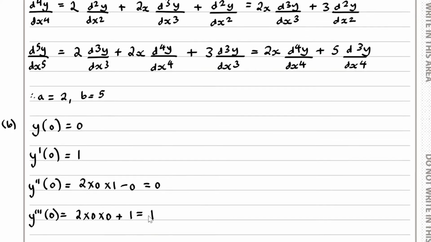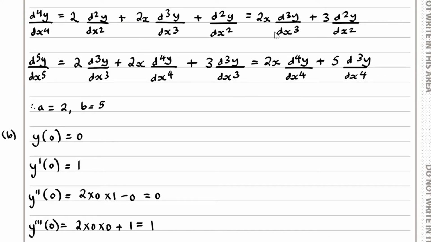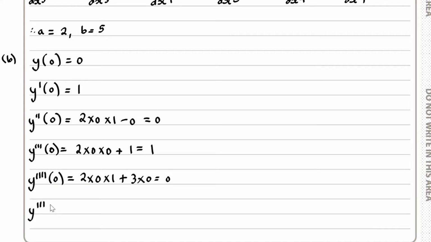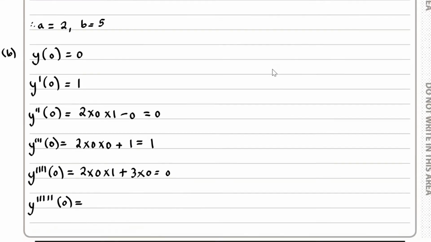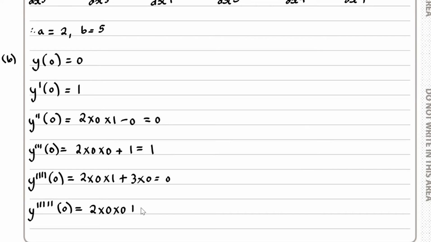The fourth derivative, so 1, 2, 3, 4, at the point x equals 0, that's equal to 2x, so we have 2 times by 0, lots of the third derivative, so we multiply this by 1, and then we add on 3 lots of the second derivative. So we have 3 times by the second derivative, which is 0. It turns out we get 0. And now for the fifth derivative, so 1, 2, 3, 4, 5, at the point x equals 0, this is equal to 2x times by the fourth derivative. So we have 2 times by 0 plus 5 lots of the third derivative. So we have 5 times by 1. Turns out we get 5.